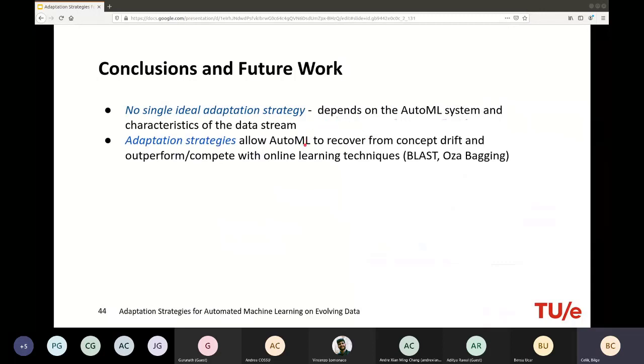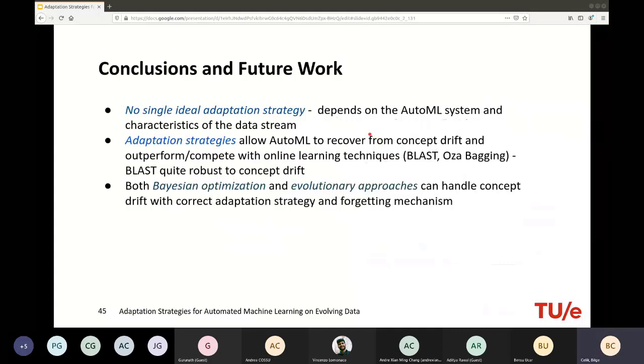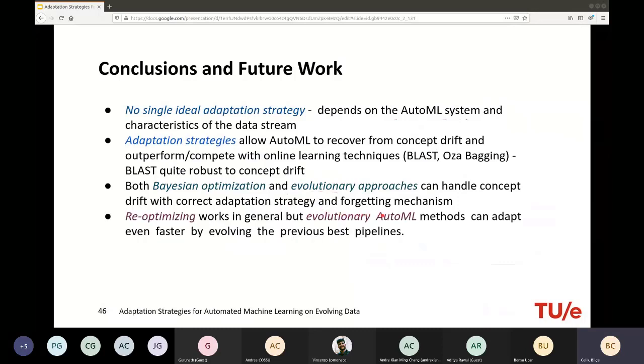We also found that these strategies help AutoML techniques to recover from the drift, and they could be competitive or even outperform the popular online learning techniques we tried. The comparisons between different AutoML methods show that both Bayesian optimization and evolutionary approaches can handle concept drift with the correct adaptation strategy and the forgetting mechanism, of course. Yet, the evolutionary approach can do this even faster by evolving from the previous best pipelines. We saw this with the good performance of GAMA, the evolutionary approach, with the warm start strategy.